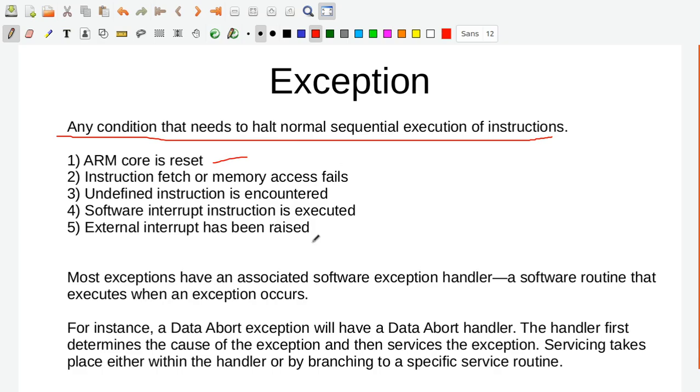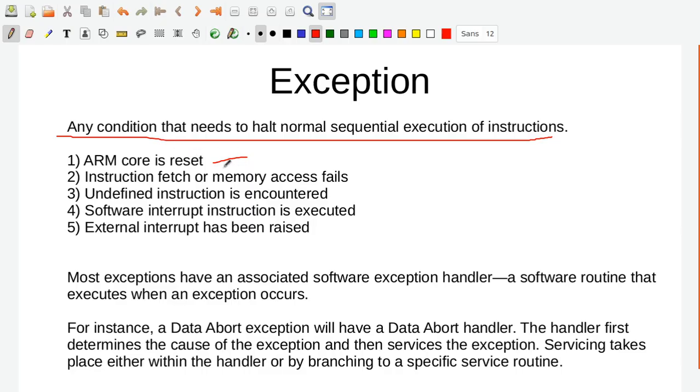A processor is executing a certain set of instructions. At that time, due to certain conditions, the processor is interrupted. In a sense, it halts the normal sequential execution of the instructions, and then it wants to answer whatever exception has been raised.